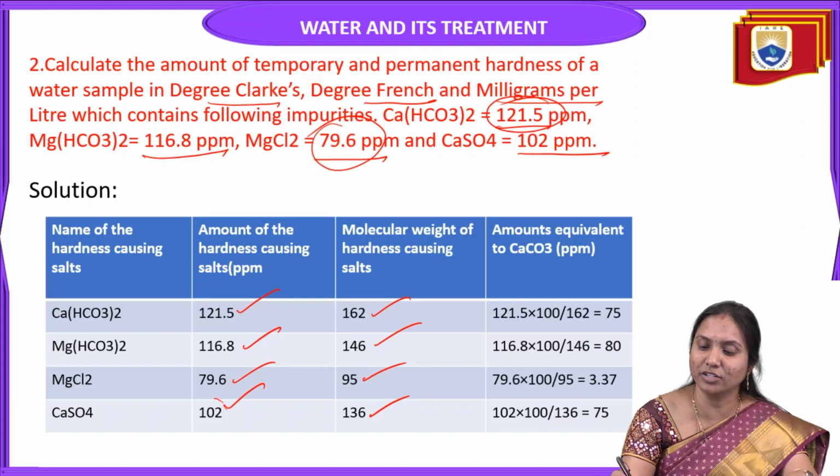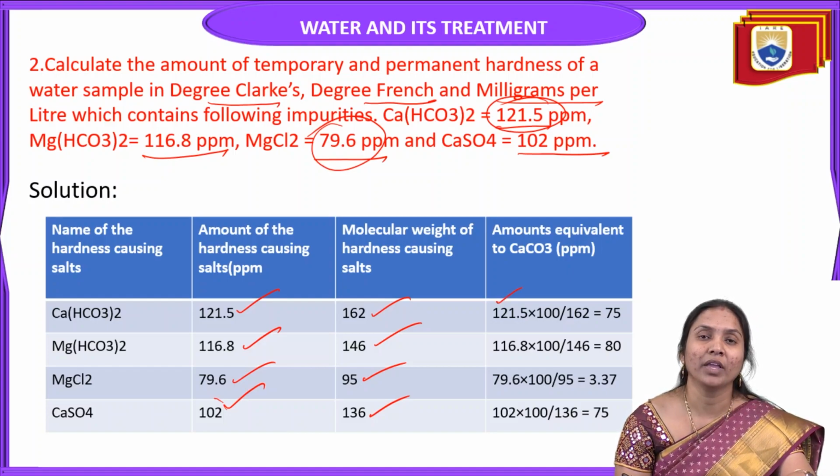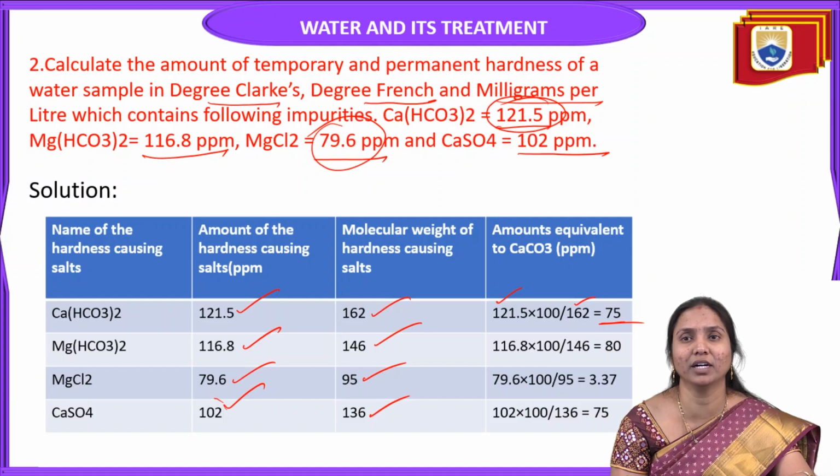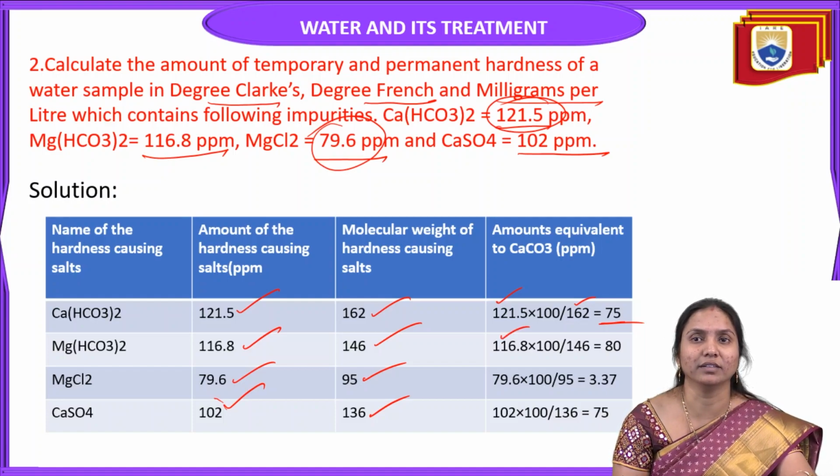So your weight of calcium bicarbonate is 121.5 and molecular weight of calcium bicarbonate is 162. So 121.5 by 162 into 100 is equal to 75 ppm. Now let's say magnesium bicarbonate, we can convert it into amount of equivalent to CaCO3. So what is the weight of magnesium bicarbonate? 116.8 by the molecular weight of magnesium bicarbonate, its value is 146. So 116.8 by 146 into 100 is equal to 80 ppm.